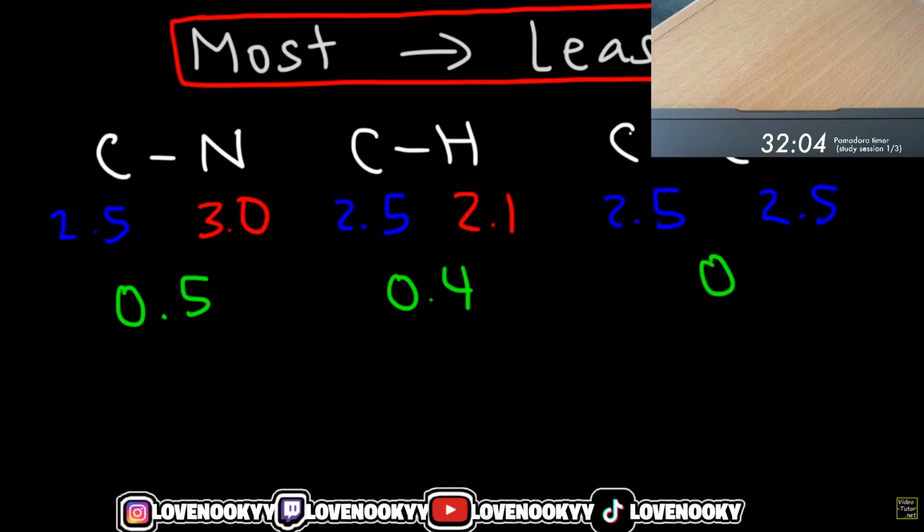Whenever you see a bond that consists of the same type of atom, like in that example, carbon and carbon, you know that it's going to be a nonpolar bond. The electronegativity difference will be 0. So this automatically is the least polar.